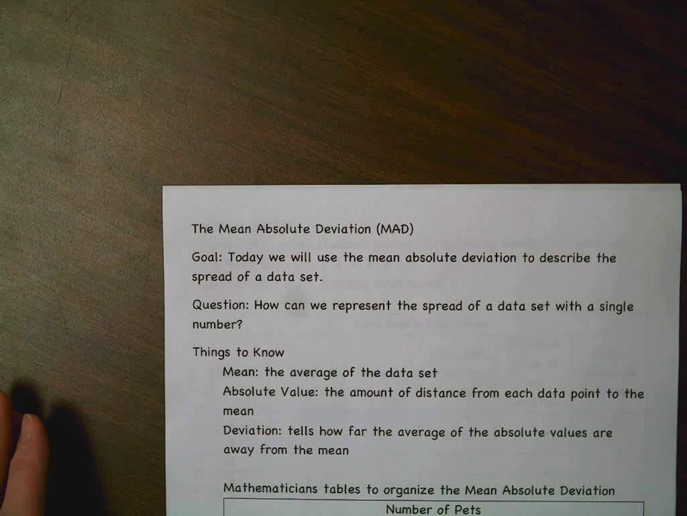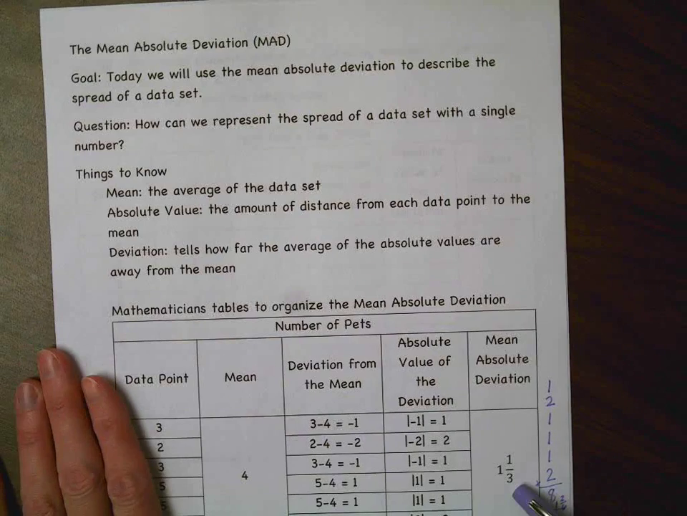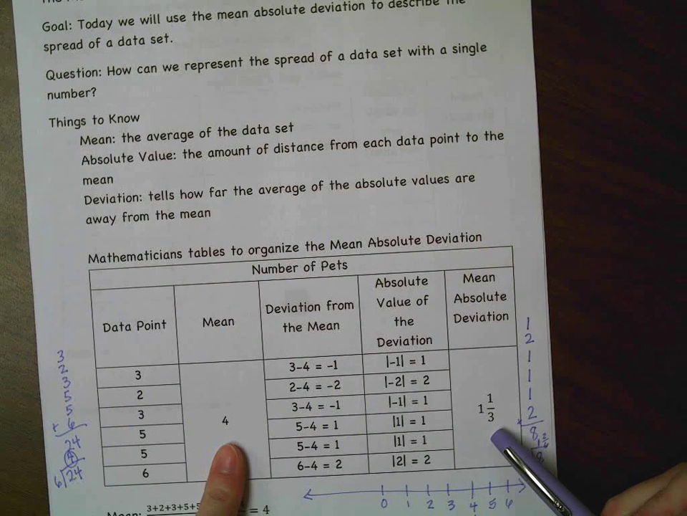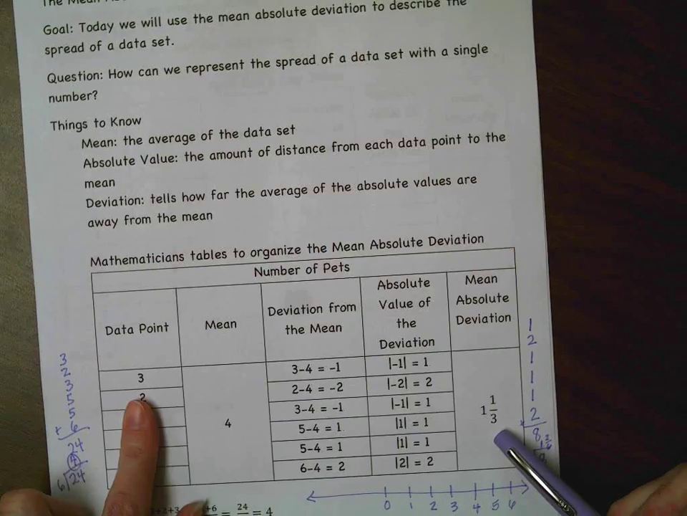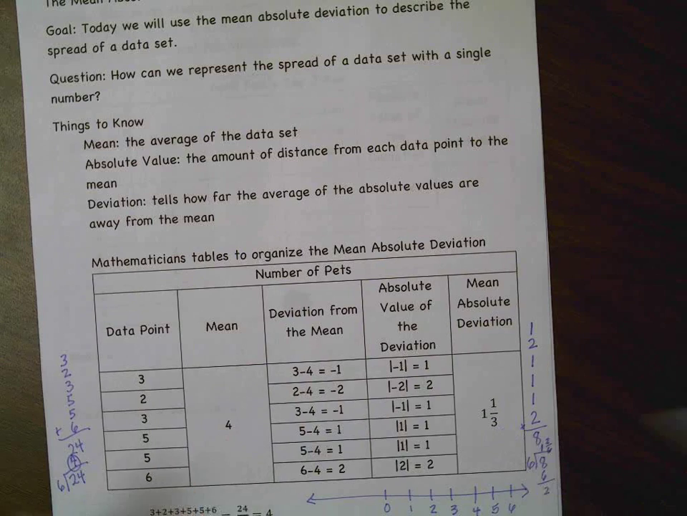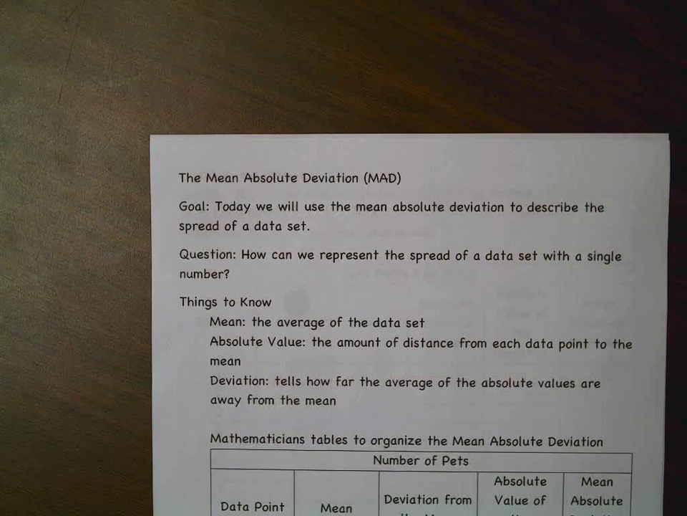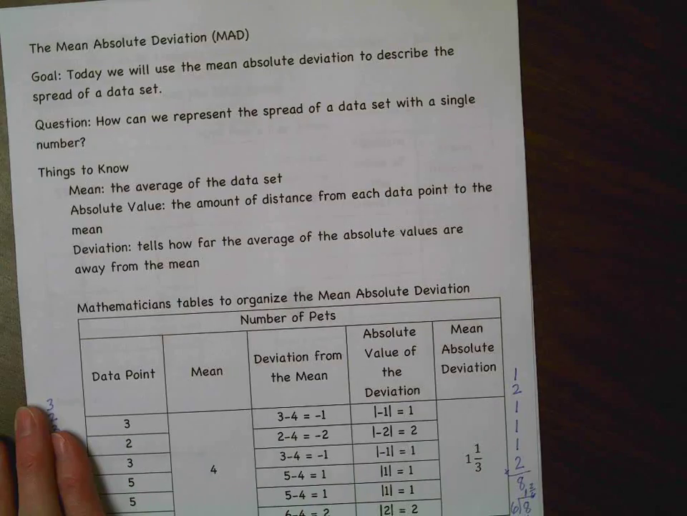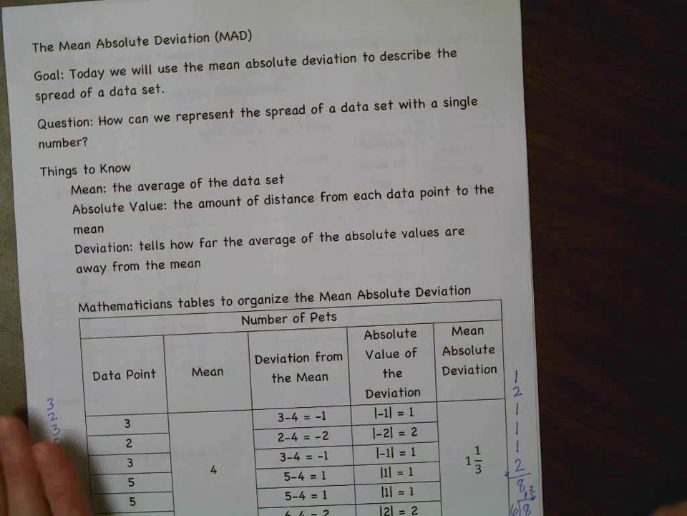Okay? All right, goal for today. Today we will use the mean absolute deviation to describe the spread of the data set. How do we describe it? We say each data point is 1 1/3 away from the mean. That's how we describe it in words. Each data point is 1 1/3 deviations away from the mean. How can we represent the spread of a data set with a single number? Ta-da! By finding the mean absolute deviation. That's how you can do that. How can we represent the spread of a data set with one single number? By using the mean absolute deviation, or by using the MAD.